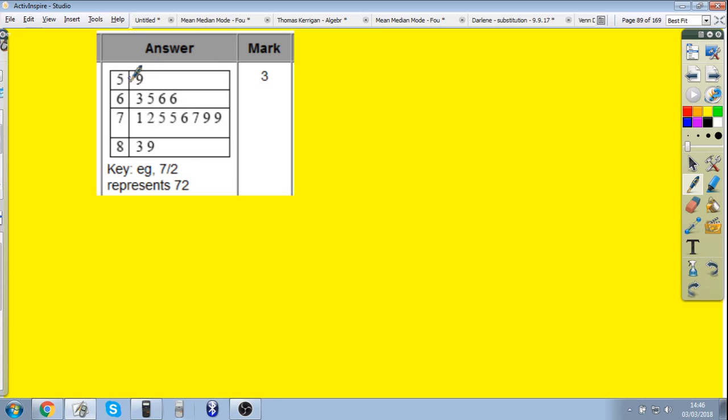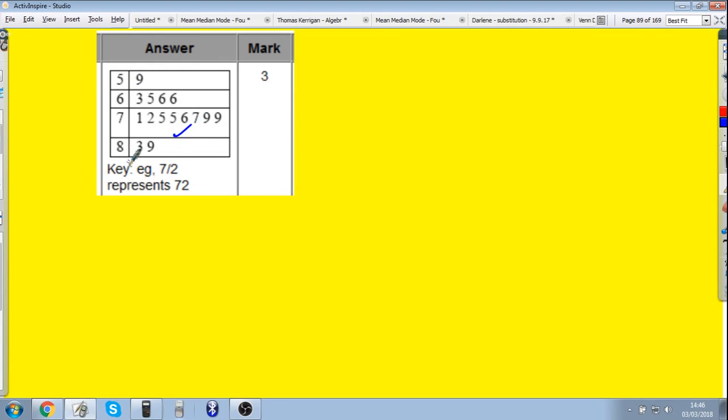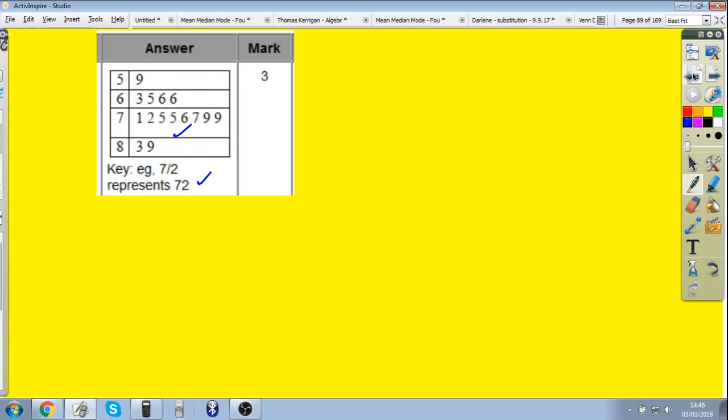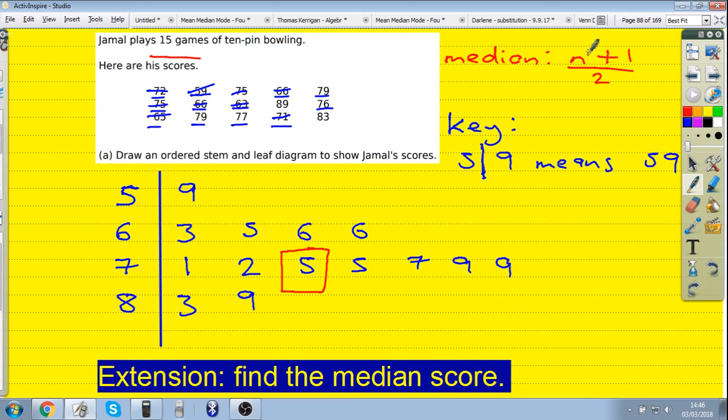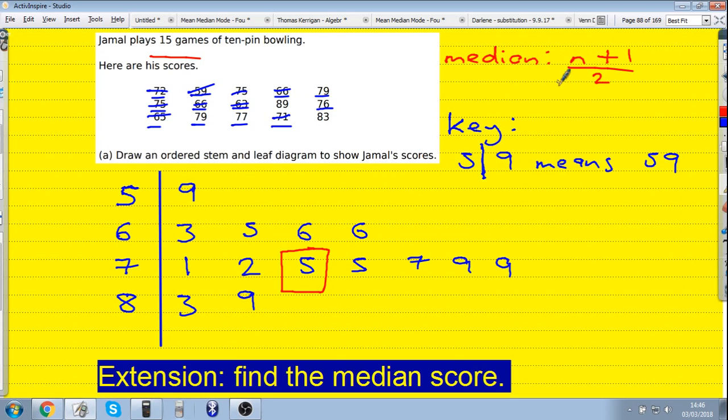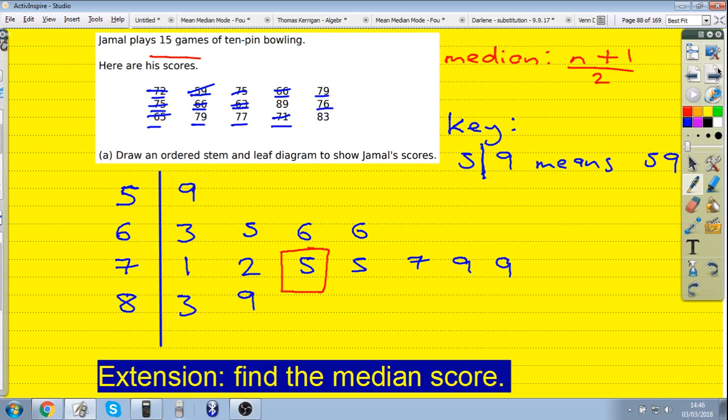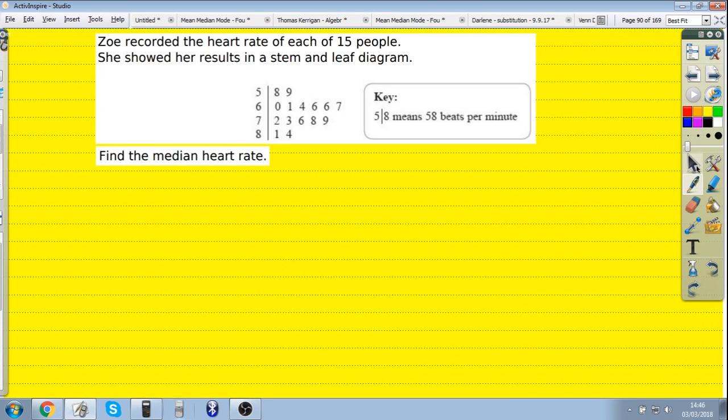So let's take a look. So that's the table there and the key. 7 line 2 represents 72. Okay, they use the word represent. I think it's fine. And the median is always n plus 1 over 2, that position. Any questions there? No. Okay, so this one, find the median heart rate.